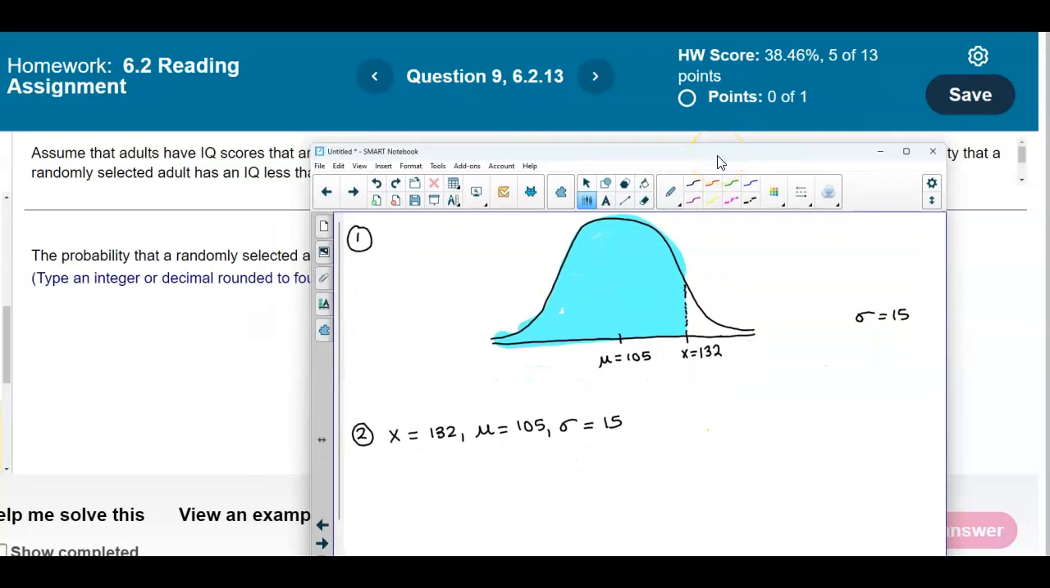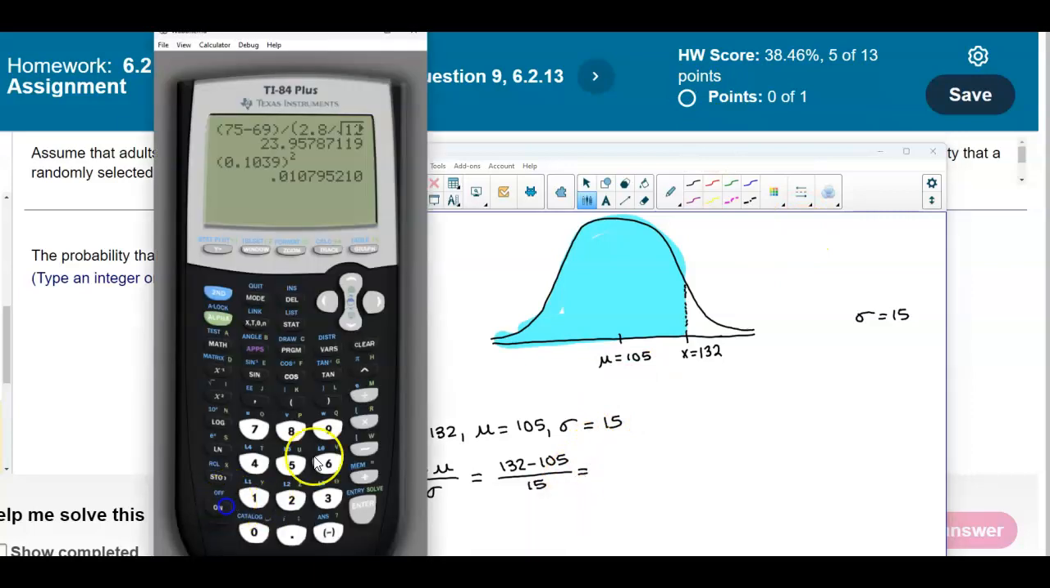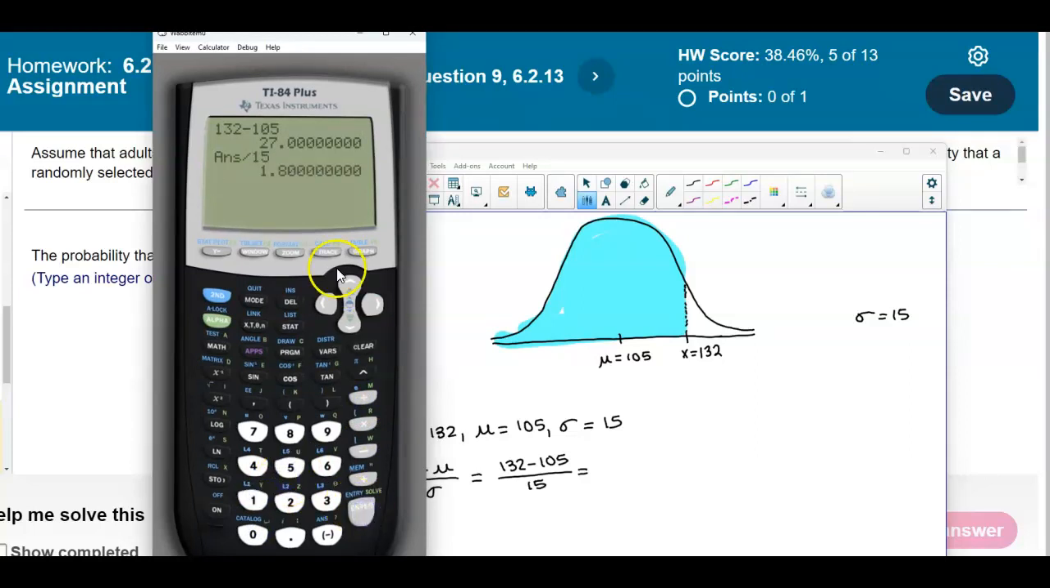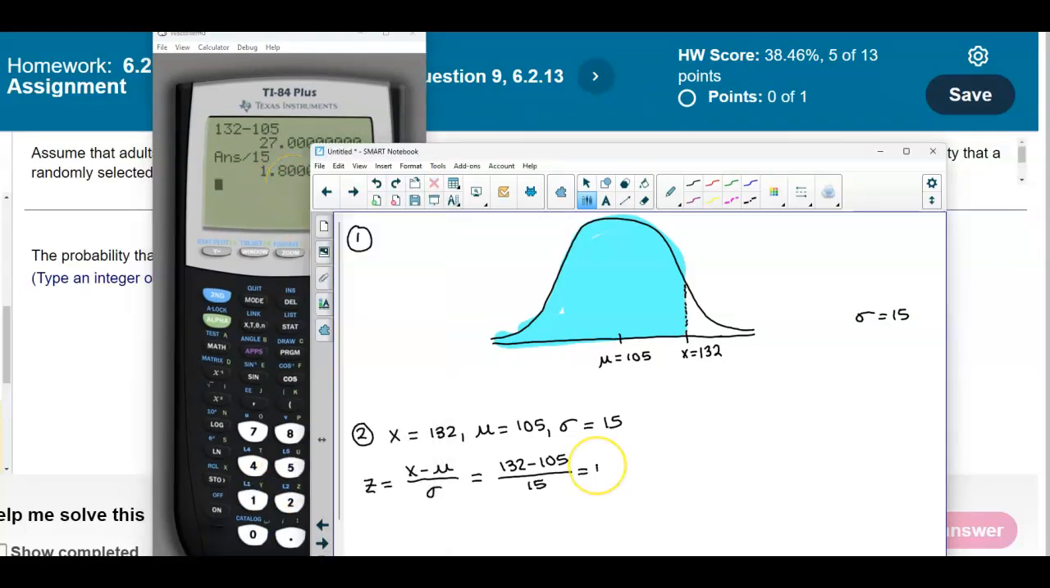So now let's go ahead and find the z-score using the z-score formula, which is x minus the mean over the standard deviation. So the value of x is equal to 132, and then we're going to subtract the mean of 105, and then we're going to divide it by the standard deviation of 15, and then we're going to round it to 2 decimal places. So let's go ahead and do that. We have 132 minus 105, and then we're going to divide that by 15, and that gives us 1.80. So that is the z-score, 1.80.